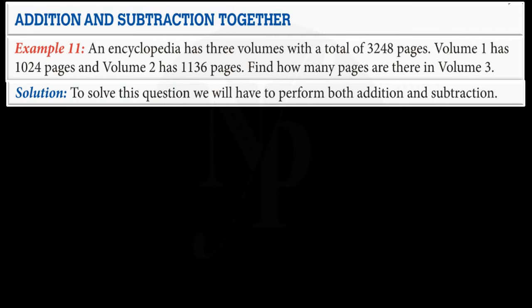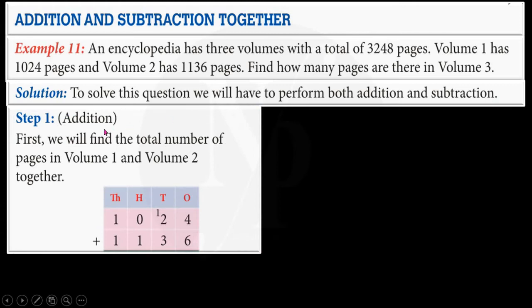See, as a solved example, you can go through the solution in your textbook also. Solution. To solve this question, we will have to perform both addition and subtraction. Step 1. Addition. First, we will find the total number of pages in volume 1 and volume 2 together. So first we will add the number of pages in volume 1 and volume 2.